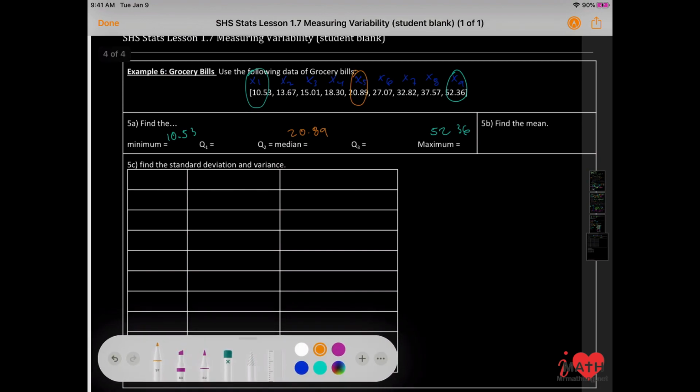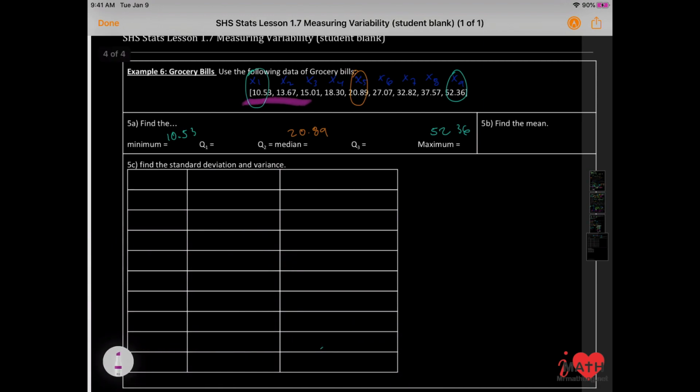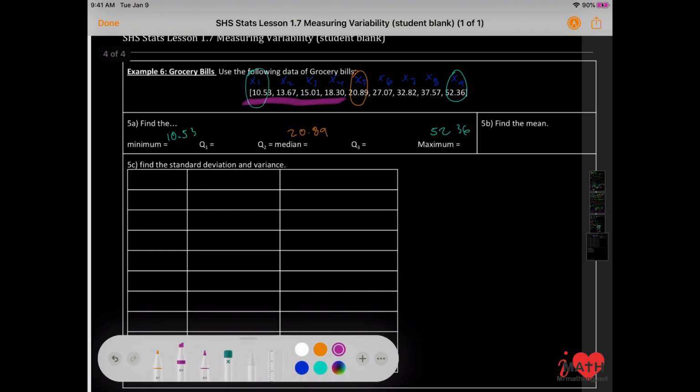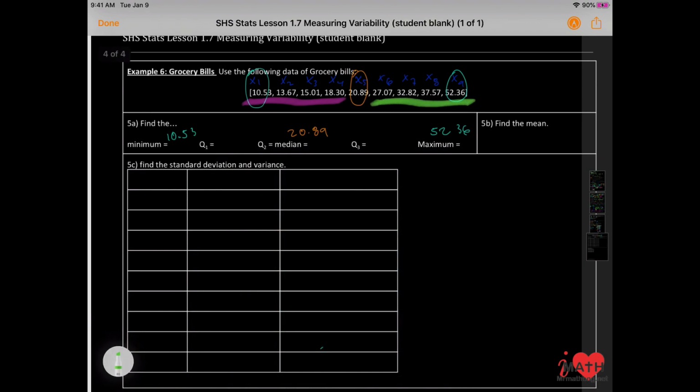Okay, let's use our highlighter. We did it before. Okay, so what do you do when it's an odd? You don't include it. Do you see that in my pink? And then I'll do this one in green. I did not include the median.